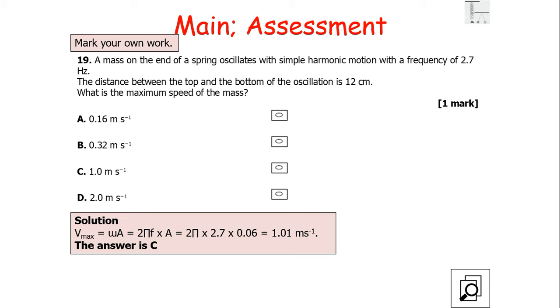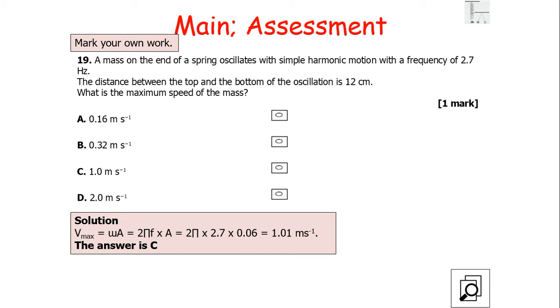So the maximum speed, or v max, is equal to omega A, where omega is 2 pi f. We know what f is, it's 2.7 Hz. We know what A is. Now be very careful here, because amplitude is from the middle point, the equilibrium position, to the top or bottom. So if the distance from top to bottom is 12, the amplitude is actually 6. And we don't work in centimeters in physics, we work in meters.